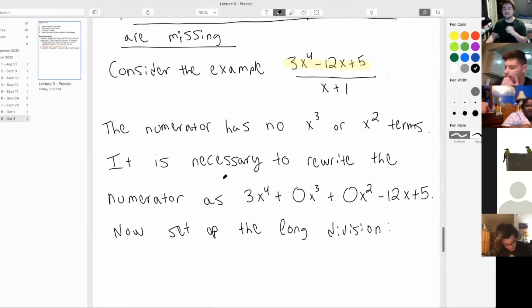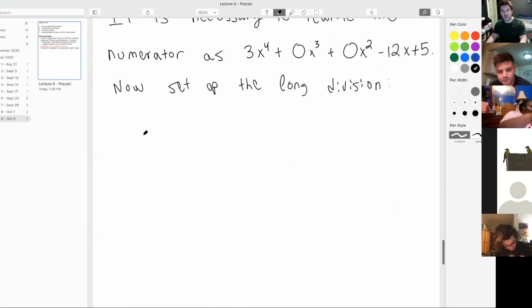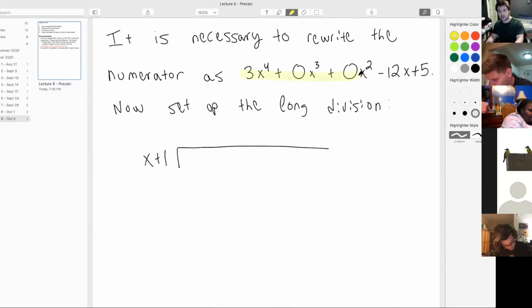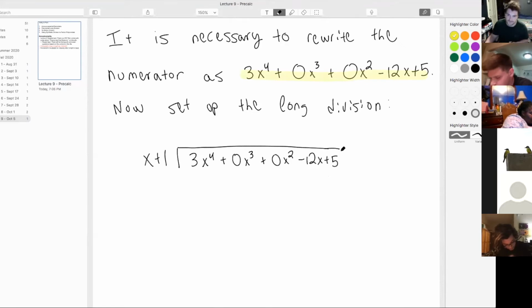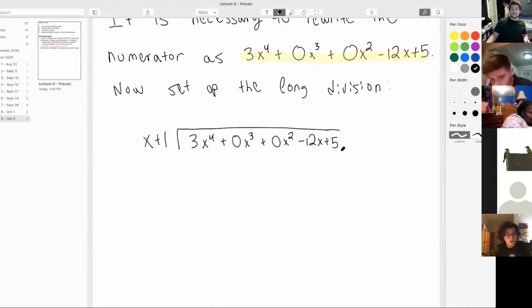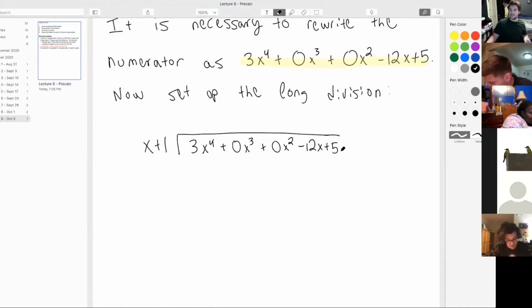Okay, so now it's the same as before. So you put this x plus 1 out front. And now we put this rewritten version of the numerator inside of the box. All right. So you put here 3x to the 4th minus 0x cubed plus 0x squared minus 12x plus 5. All right. So that's the only difference. And now you just complete the algorithm just like before.